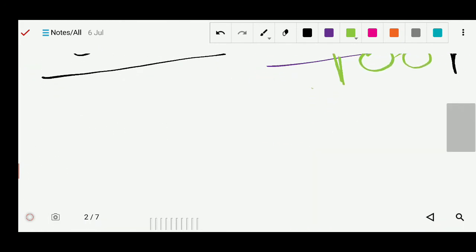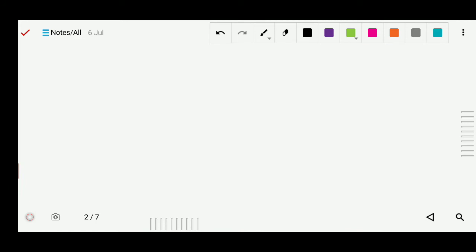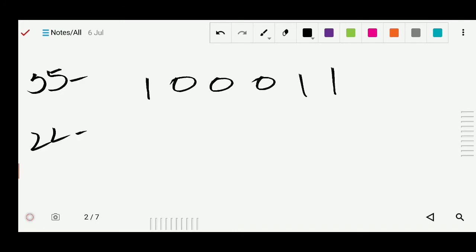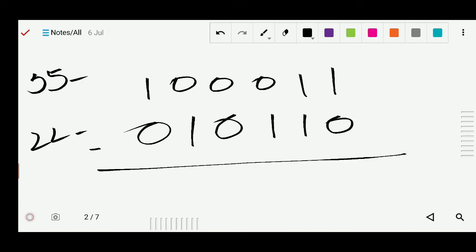So one more question I am taking for the subtraction. Suppose I take the number 35. For 35, it is 1 0 0 0 1 1, and one more, 22. For 22 that is 0 1 1 0 1, and here is nothing, so you just write 0, no problem. Okay, so now how will you subtract? 35 minus 22, these are the binary values.